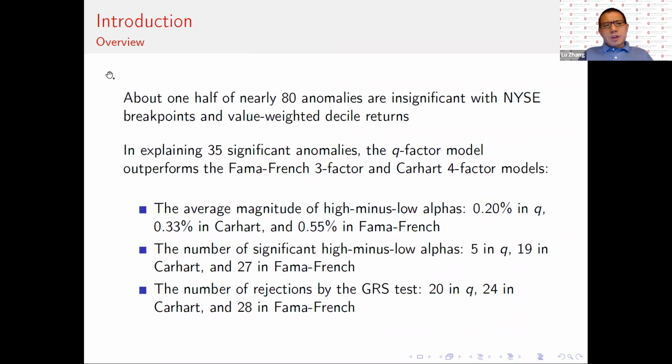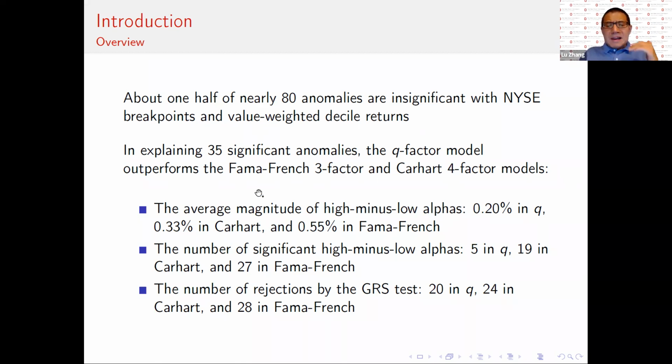So, an overview of the results. Of the nearly 80 anomalies that we studied at the time, we find that about one half of them are insignificant with NYSE breakpoints and value-weighted decile returns, in terms of high-minus-low average return. In the remaining 35 significant anomalies, we find that the Q factor model outperforms the Fama-French three-factor model and the Carhart four-factor model.